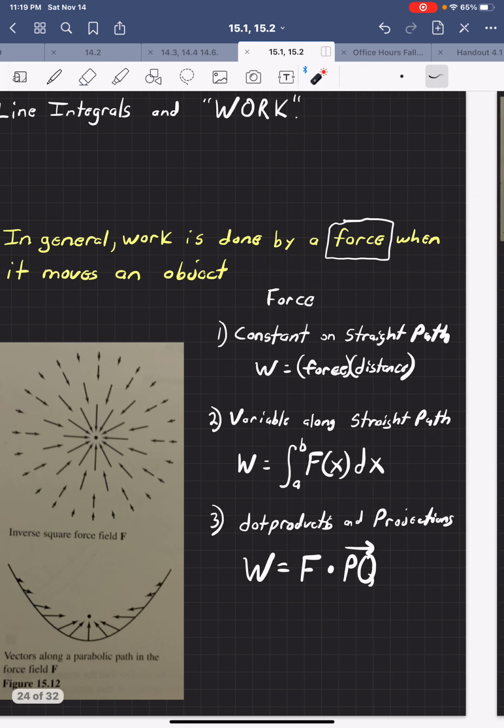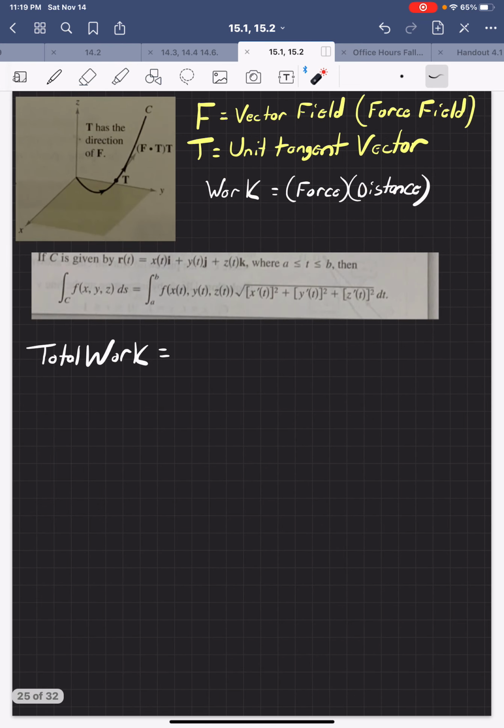Okay, so to kind of build us up to where I want us to be, let's see. In this case, this is the path of an object in some field, right? So some object, this is the path of motion in some vector field.